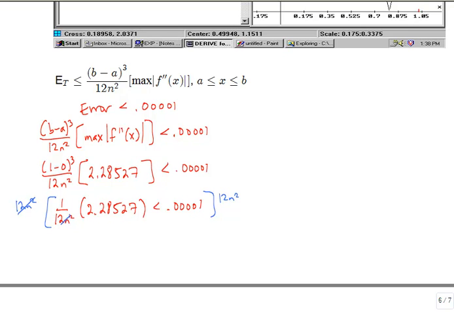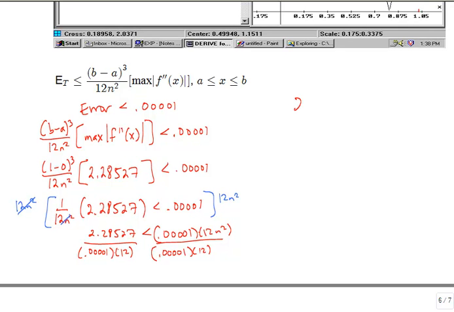So these will cancel out, and I'll just get 2.28527 is less than 0.00001 times 12n squared. I'm going to go ahead and divide by the 0.00001 and the 12 on both sides so that I can try and get that n by itself. So we have 2.28527 divided by 0.00001 times 12, and all of that is less than n squared.